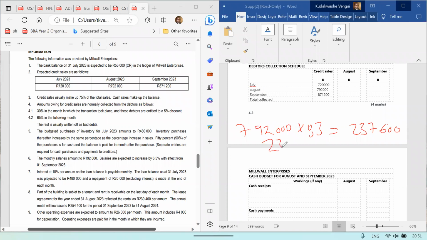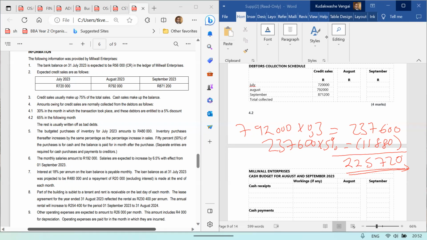237,600 multiplied by 5% gives us 11,880. That's the discount they were given, which means they did not pay this amount. So we subtract it from our total, and we end up with 2,257.20. That's the amount that we are supposed to write here.